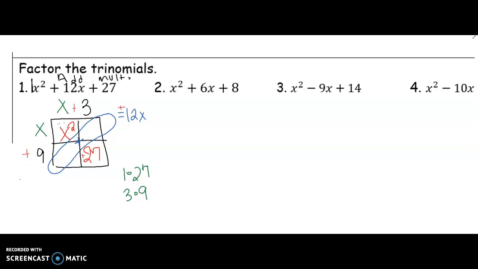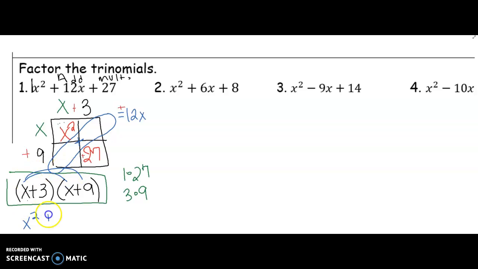So how does this factor? x plus 3 and x plus 9. This is the factored form of the trinomial x squared plus 12x plus 27. Notice that you could always multiply that out, and you would see that the original equation would come out. x times x is x squared, 9x, 3x, and 27, giving us our original statement from up here. So we managed to factor that and check it out.